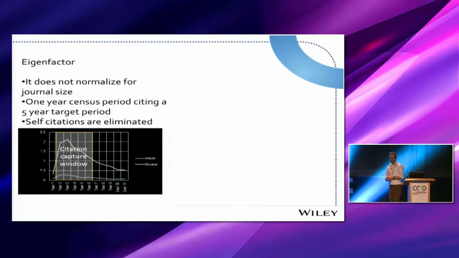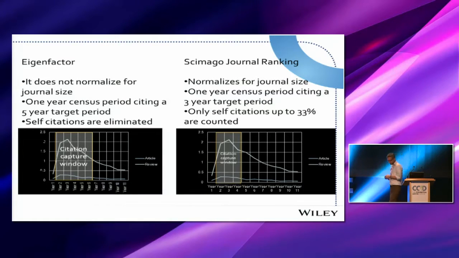So the eigenfactor, what are its characteristics? It doesn't normalize for journal size. So the problem with that is if you've got a journal that publishes a lot, it's going to have a greater eigenfactor than a journal that doesn't publish that much. So it's going to be very difficult to do cross comparisons. If you're doing absolute value for a journal, then it's probably appropriate for that. It's a one-year census citing a 5-year target window period, so it's bigger than the impact factor. So arguably, it could be a better measure for journals and subject areas that are slower, and self-citations are eliminated.